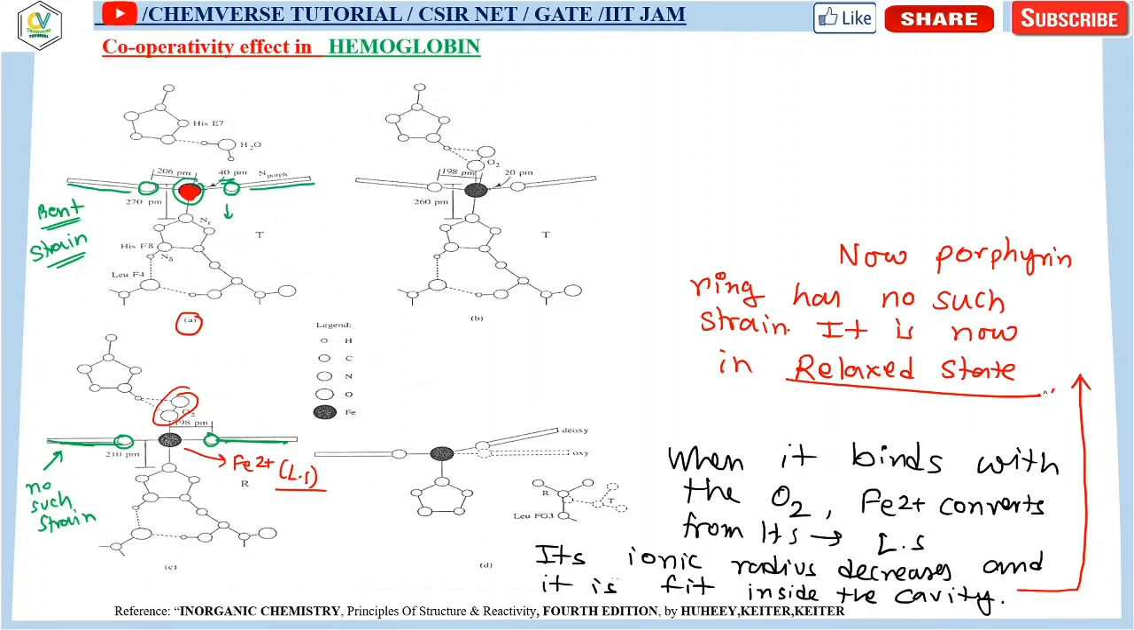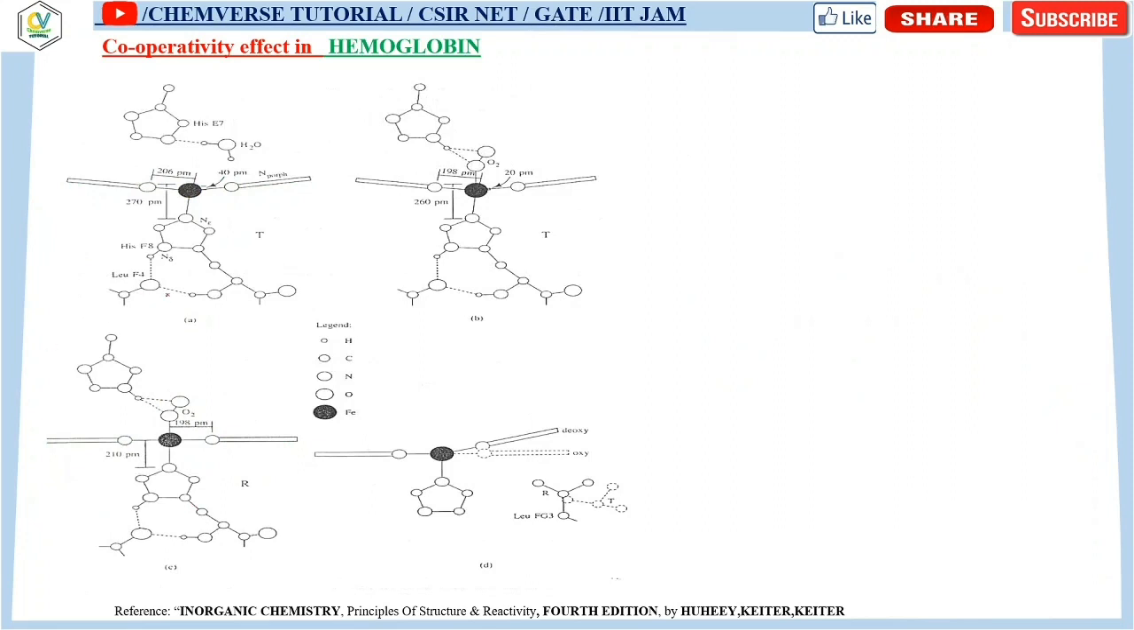Now the point is how it actually exerts the cooperative effect in hemoglobin. If you carefully look at this structure, you can see that this iron 2 plus, which was initially present in high spin, converted into the low spin and just fit into the cavity. So the distance between this plane of the porphyrin ring and the first atom, the nitrogen of histidine, which was basically a part of the globin chain, was initially 270 picometer, which is reduced to 210 picometer.